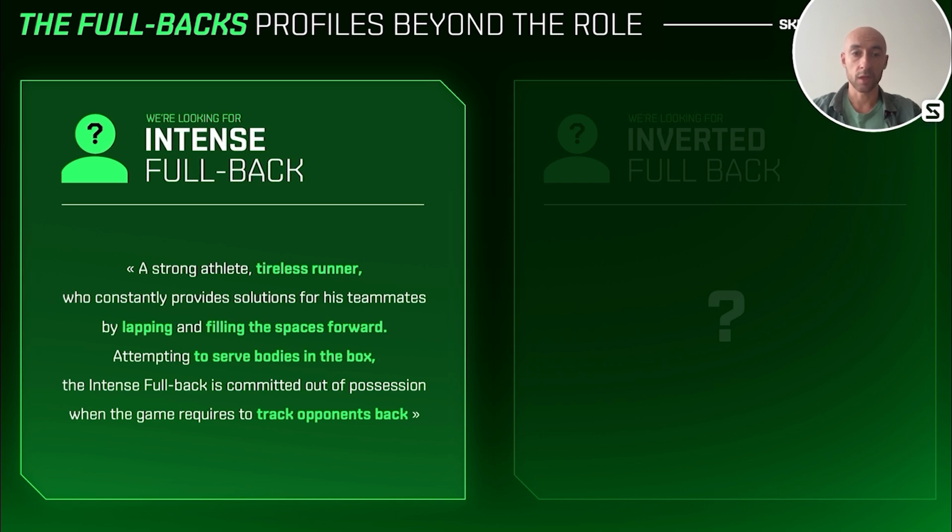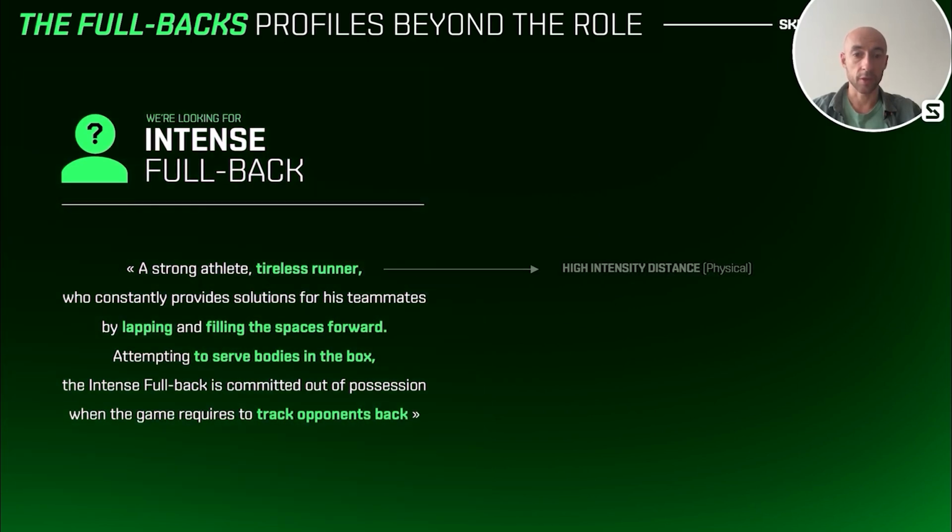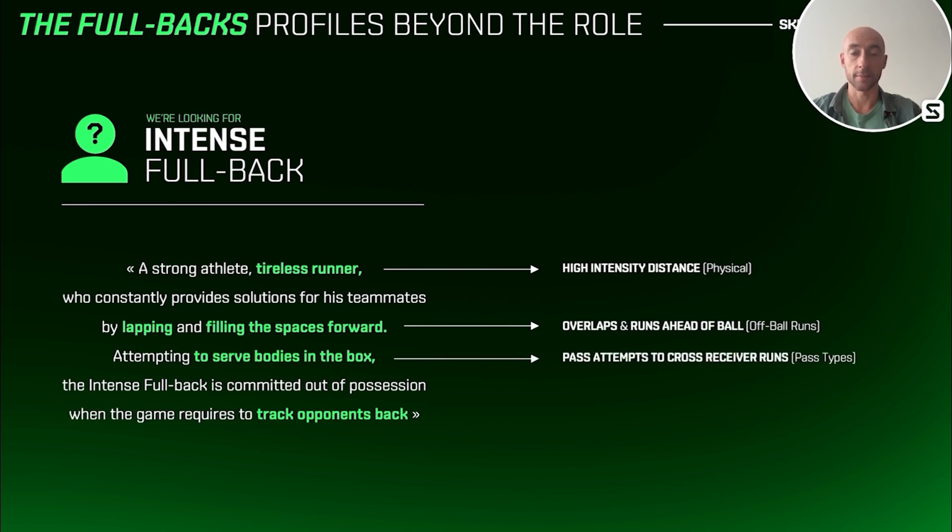We can do so thanks to SkillCorner metrics' quality and granularity. So we will be looking, for example, at high-intensity distance belonging to our physical package, or other metrics belonging to our game intelligence suite. For example, overlaps and runs ahead of the ball, pass attempts to cross receiver runs, as well as recovery presses. Recovery presses are a really specific type of press that actually entail the defending player running toward his own goal to, again, track opponents back.